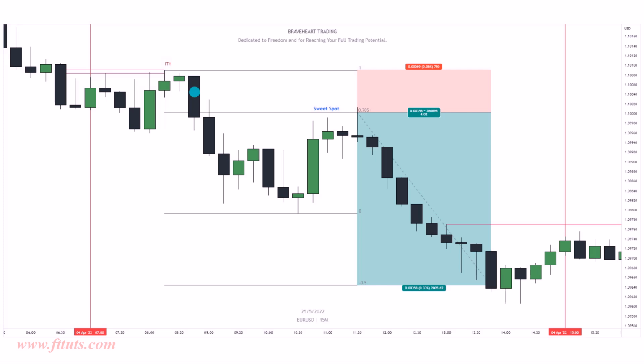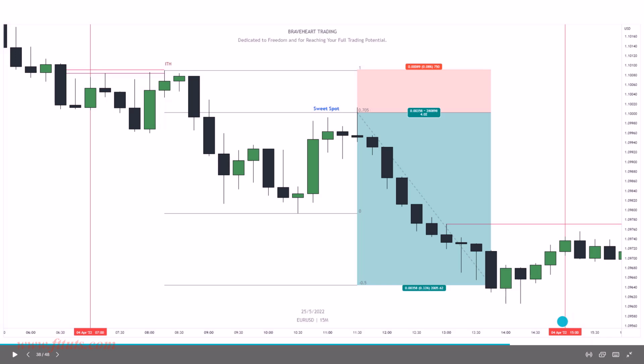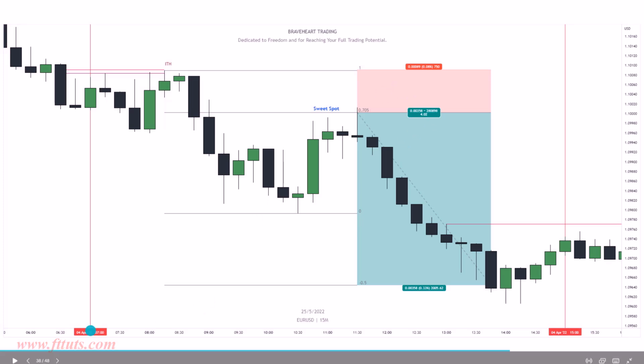because if that intermediate term high breaks, then our analysis is basically flawed. Using the optimal trade entry strategy, we're going to target 0.5 deviations, and we're blending that with time, since we're coming up to the daily candle close, which is the 15-hour mark, and that sets us up for a nice 4-hour trade in the New York session.